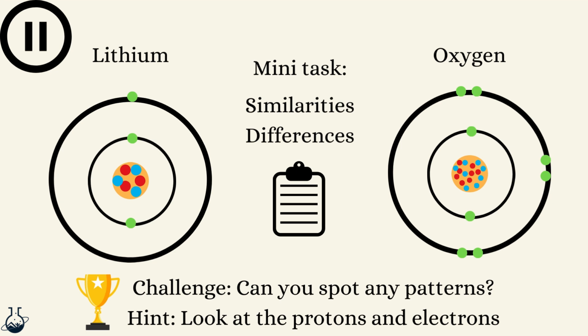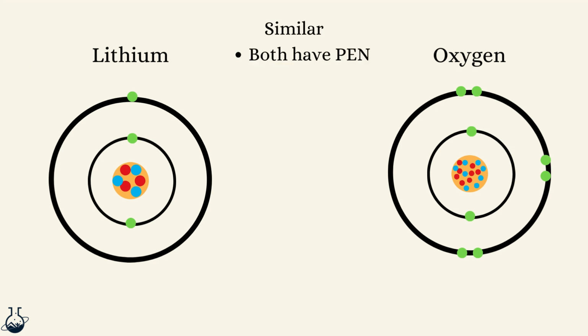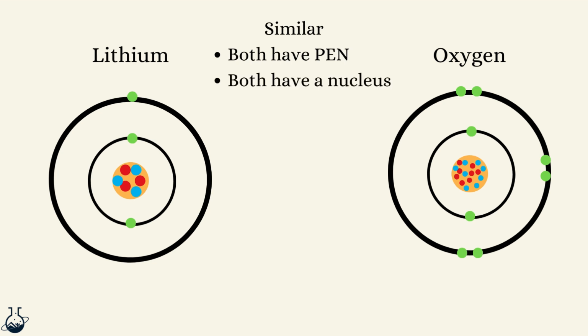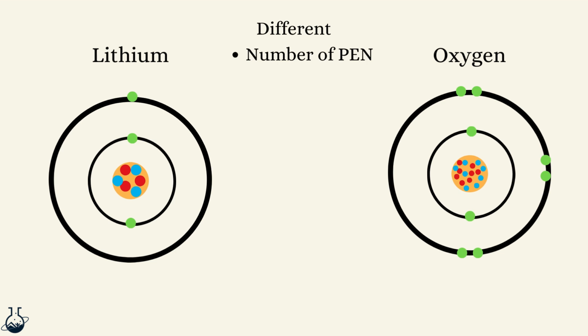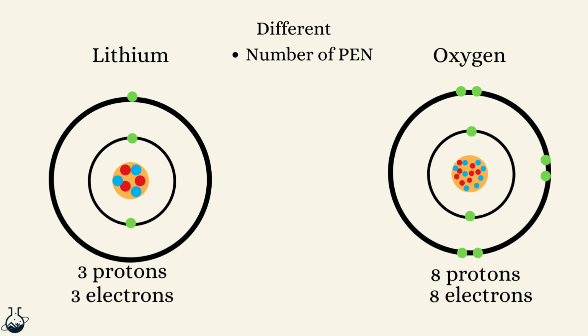Let's see what you all thought of by starting with the similarities. First of all, they both have protons, electrons, and neutrons. They both have a nucleus. And they both have 2 electron shells around their nucleus. Good job if you got any of these correct. Despite looking similar, they do have some differences. If you look closely, they have a different number of protons, electrons, and neutrons. Lithium has 3 protons, oxygen has 8. Lithium has 3 electrons, oxygen has 8. Lithium has 3 neutrons, oxygen has 8. Good job, guys!